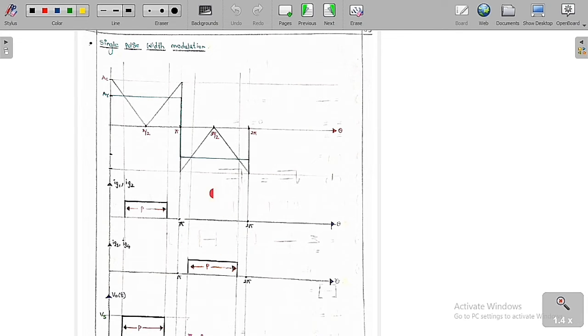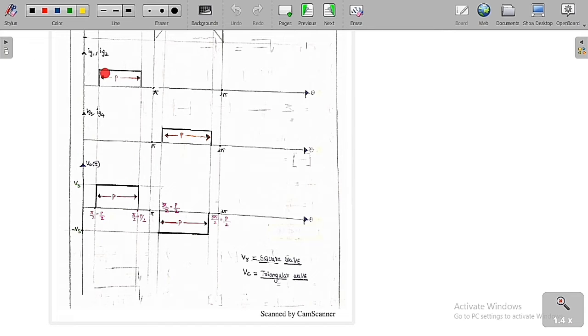Then we are going to see what is the nature of the output. Whenever we give the triggering inputs Ig1 and Ig2, that is, when we trigger T1 and T2, the output voltage is equal to plus Vs, because it is a single phase full bridge voltage source inverter. So the output voltage is equal to plus Vs with a pulse width of P during this pulse period.